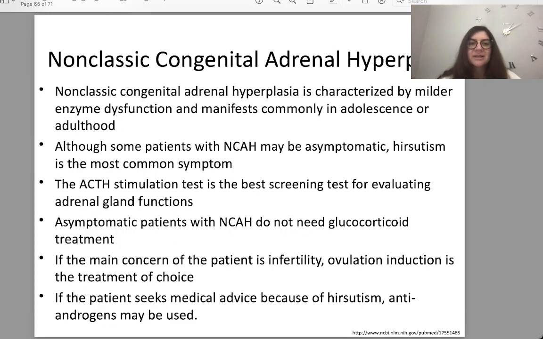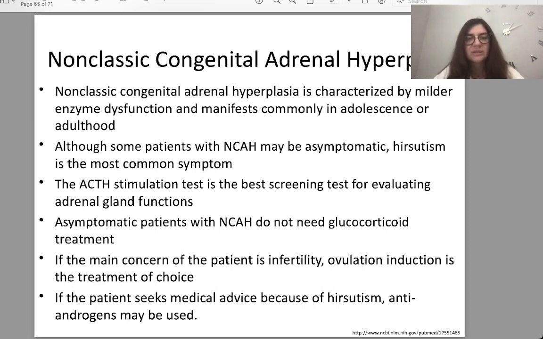Next syndrome, non-classic congenital adrenal hyperplasia. Non-classic congenital adrenal hyperplasia is characterized by milder enzyme dysfunction and manifests commonly in adolescence or adulthood. Although some patients with non-classic congenital adrenal hyperplasia may be asymptomatic, hirsutism is the most common symptom. The ACTH stimulation test is the best screening test for evaluating adrenal gland functions.